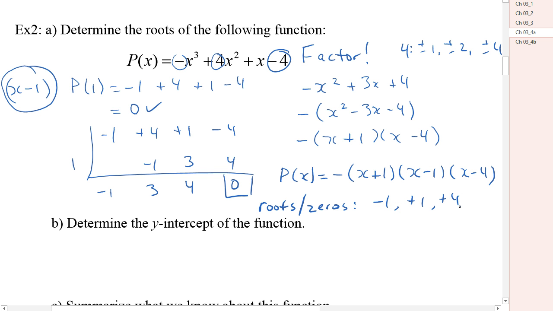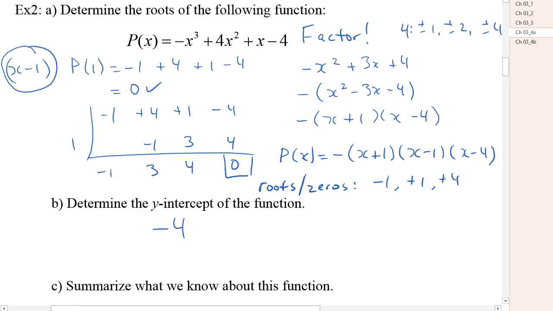Determine the y-intercept of the function. So if I plug in a 0 for x, I would get minus 4. So the y-intercept is minus 4.